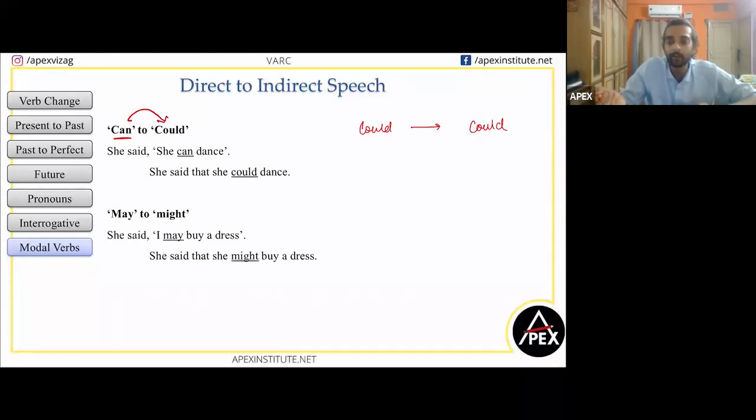Right, Gayatri. Can, could, will, would, those only. Okay. So if you have a can, it will change into could, but could does not change again. Okay. So for example, she said she can dance. She said that she could dance. Okay. May becomes might. She said I may buy a dress. Okay. So she said that she might buy a dress.